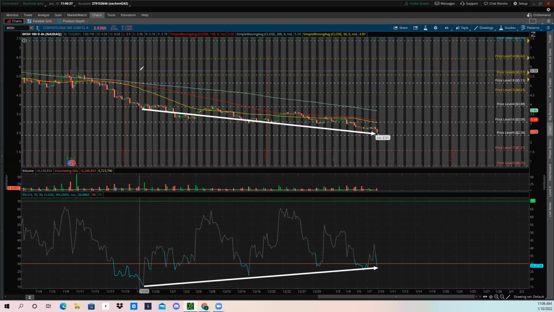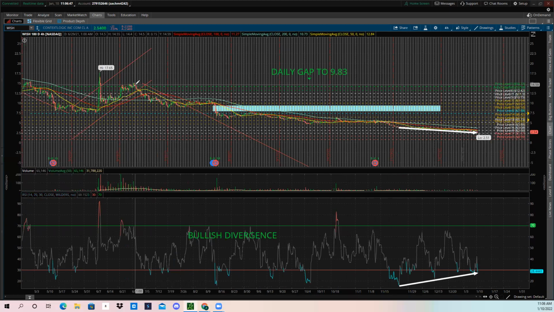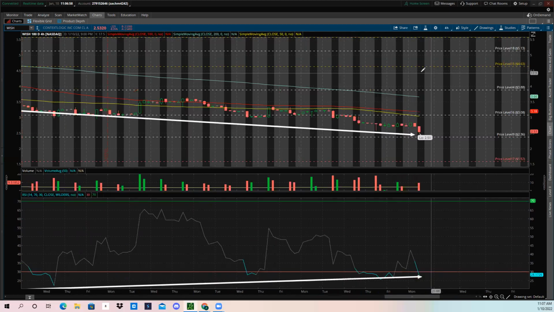And you could expect to see a pop in the stock Wish here soon. Now, Wish has been bleeding. Let's zoom out here. It has been going down ever since summer 2021. It hit highs of like 17 bucks and has just gone straight down since. We're trading at $2.50 right now.